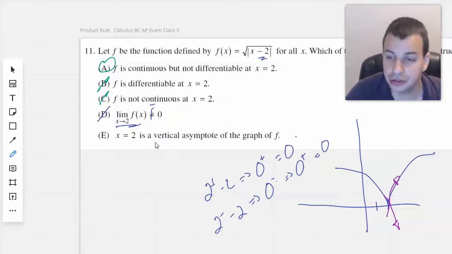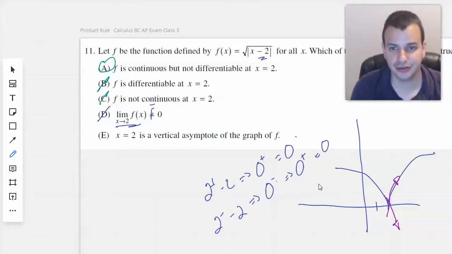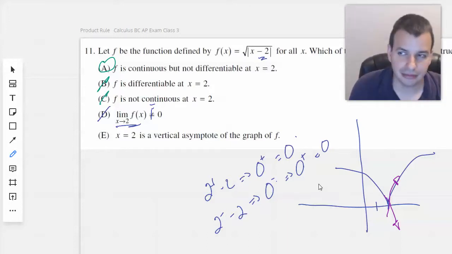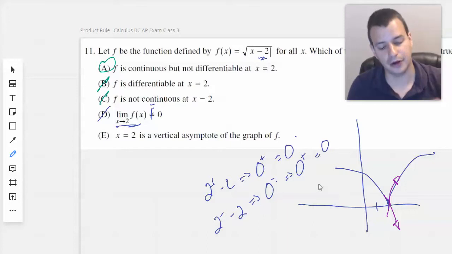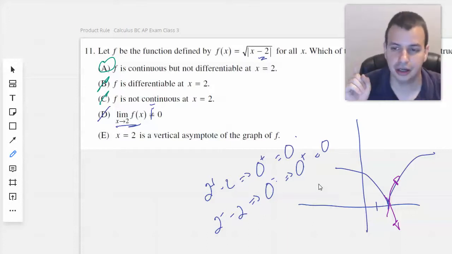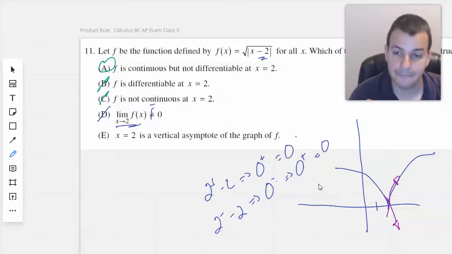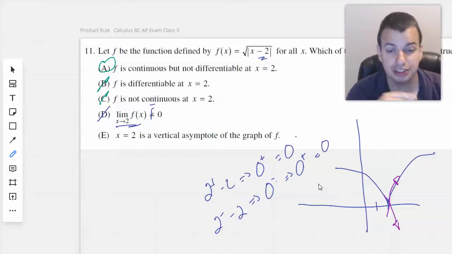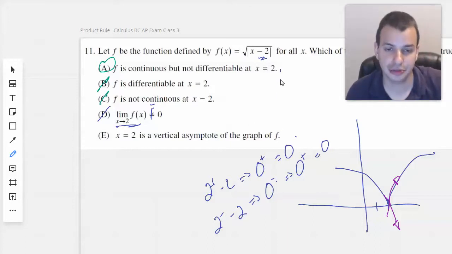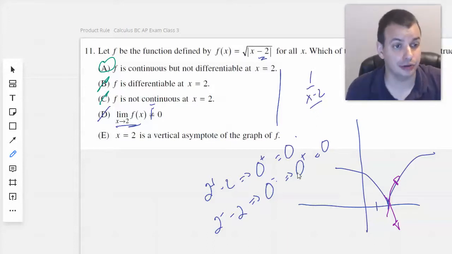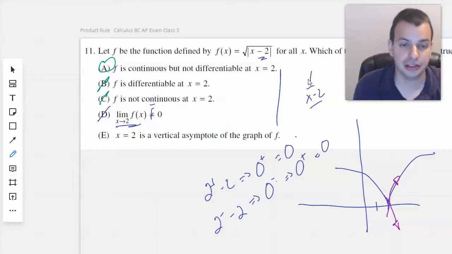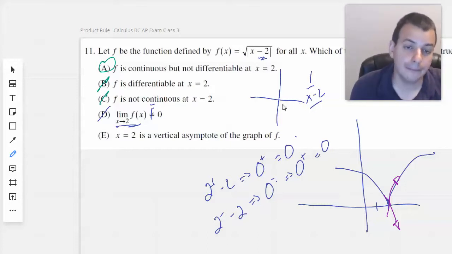And then, x equals 2 is a vertical asymptote of the graph. An asymptote means that there's some sort of line, or at least some sort of function, that you're approaching, that it approaches but never quite reaches. So when you think of a vertical asymptote, you think of something that x cannot equal. So like 1 over x minus 2. X cannot equal 2 in that case because you can't divide by 0. But for this, x can equal 2.